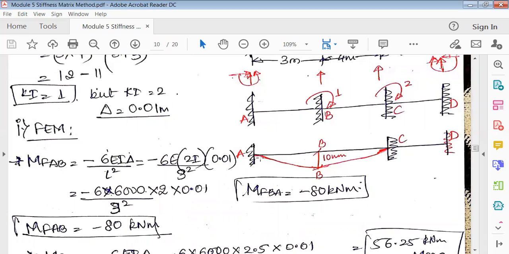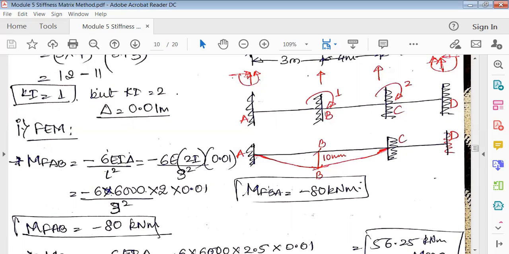Now you can see here A is fixed, B is sinking. So B is sinking, that means it should be shown here, it is 10 mm, and then again it comes back to C, and CD is straight. Okay, all right, so next is find out the fixed end moments. To find the fixed end moments, here there are no loads acting. So whenever we find the fixed end moments, we used to write the formula for the load conditions.